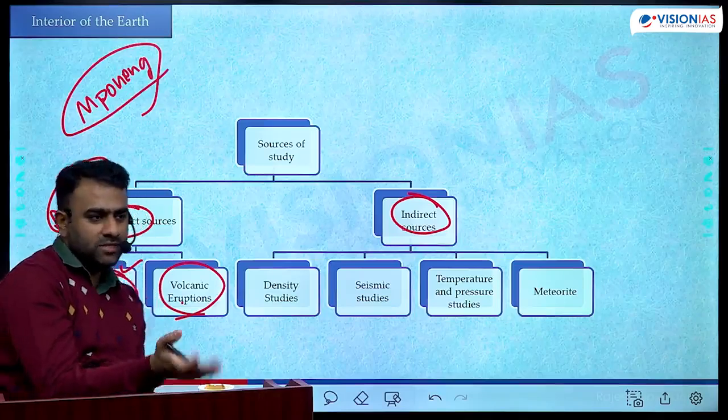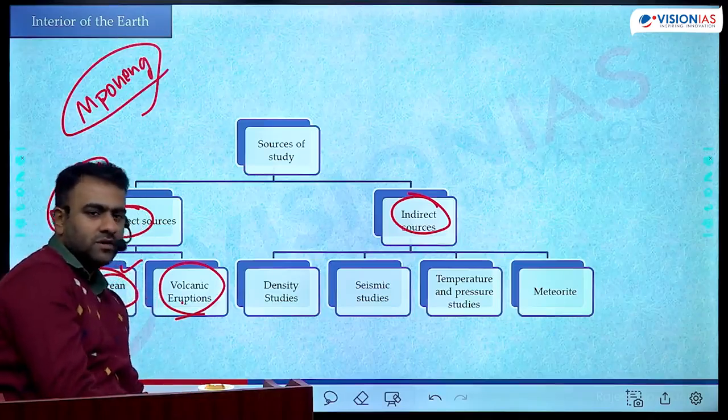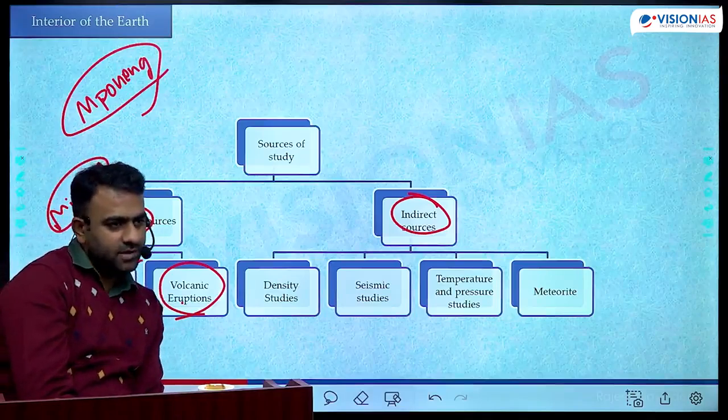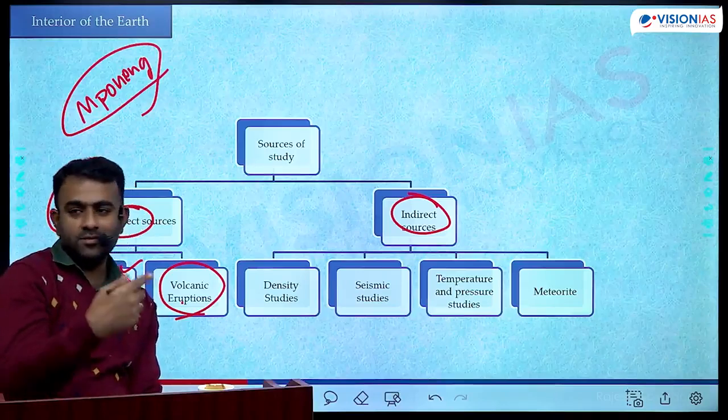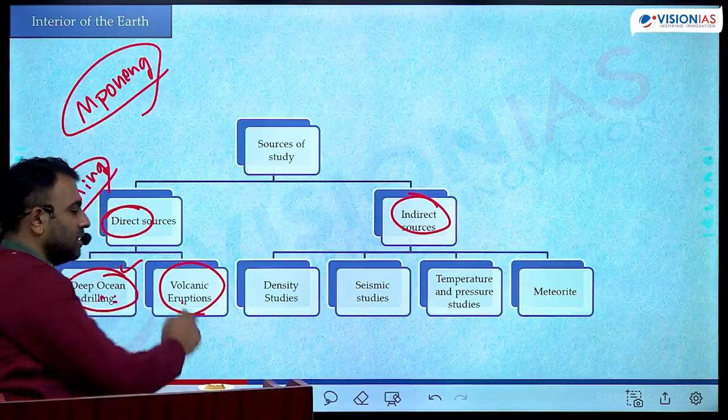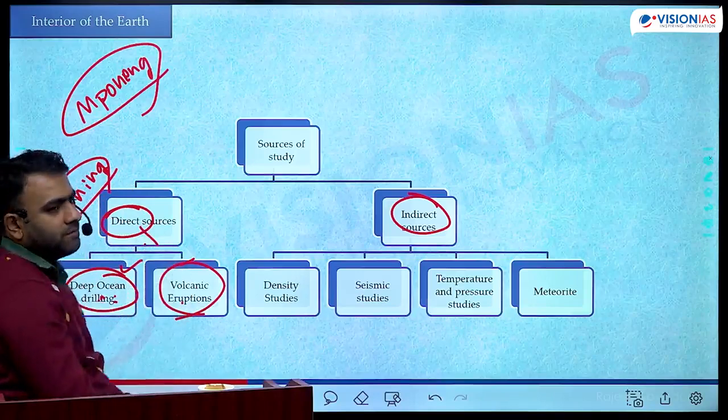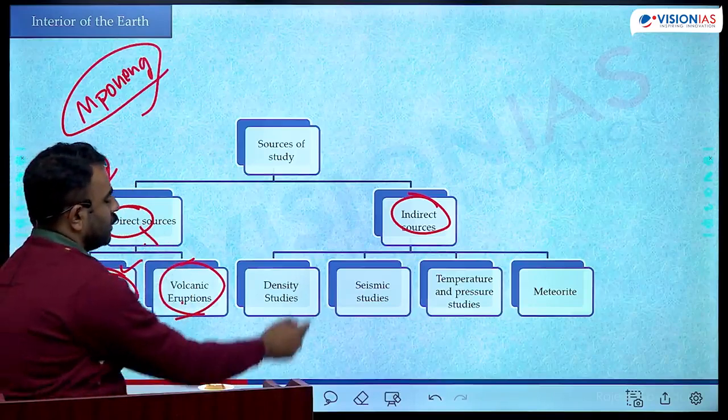It can be as low as 200 kilometers or maybe 1000 kilometers. It can be from anywhere. And during the movement, it gets contaminated. Its properties will change. It's difficult to come to a conclusion. So direct sources are not very reliable. So we go for indirect sources.